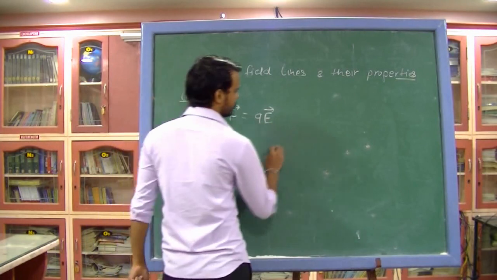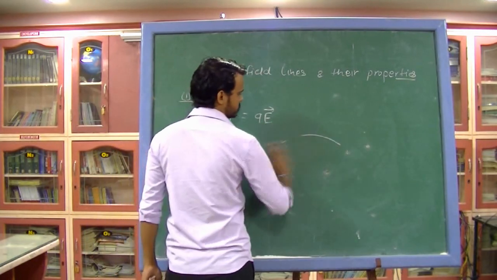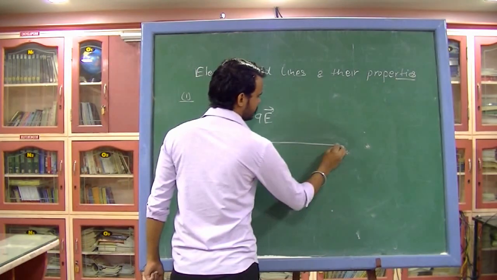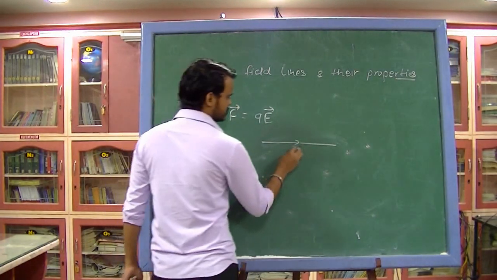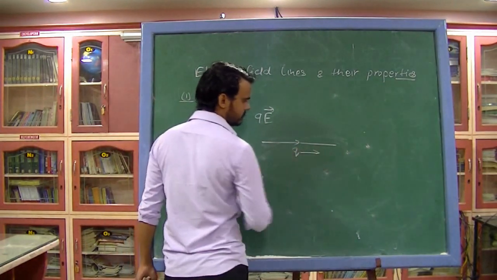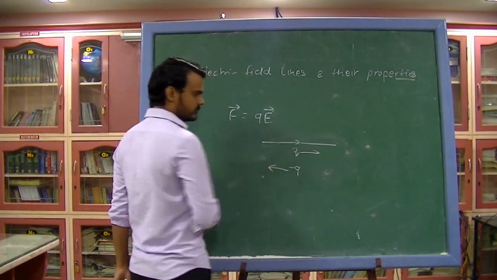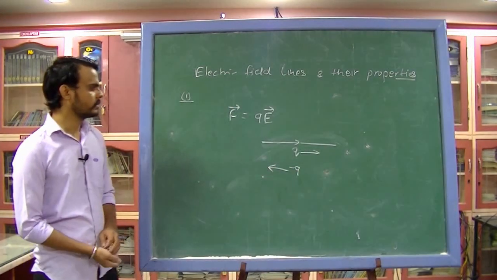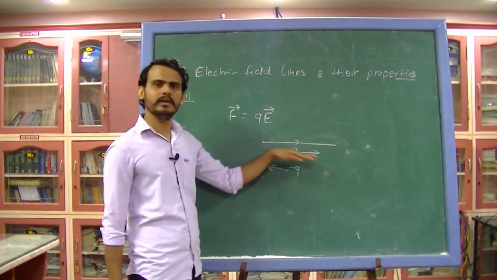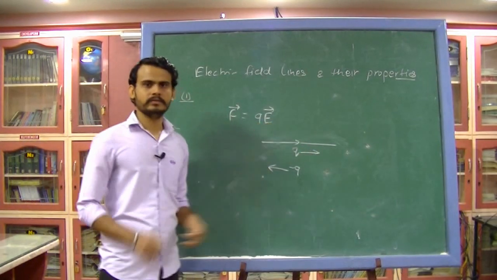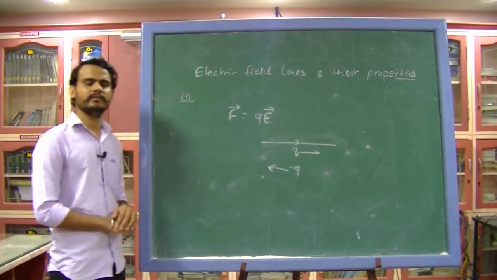Suppose you have an electric field line like this. If the charge is positive, the force on the charge will be in this direction. If this charge is negative, the force on this charge will be in the opposite direction. So, I can say the force will be along the electric field lines. Now, we are going to write the second property of electric field lines.